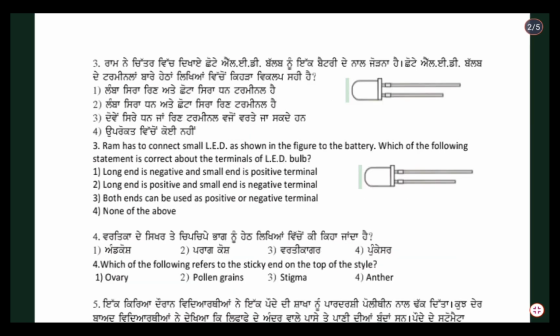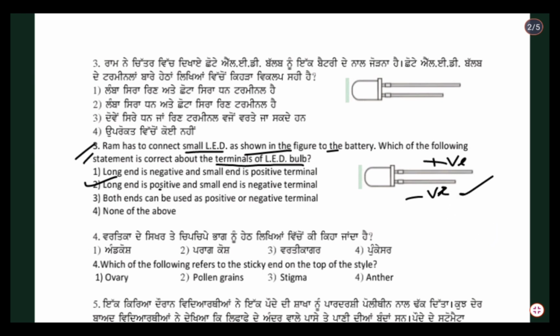So question number 3. Ram has to connect a small LED as shown in the figure, this one. Which of the following statements is correct about the terminals of the LED bulb? Long end is negative. No. Long end is positive and short end is negative. Yes, this is the right answer. So this is the positive end and this is the negative end.